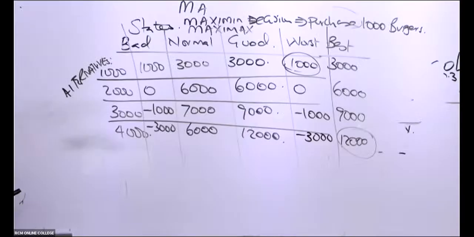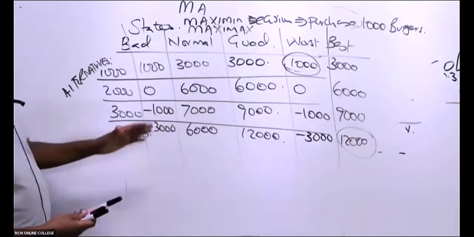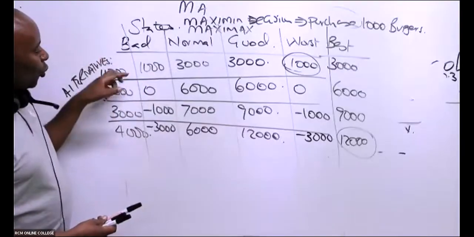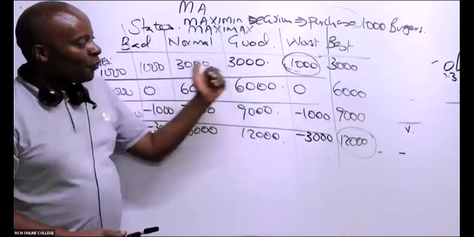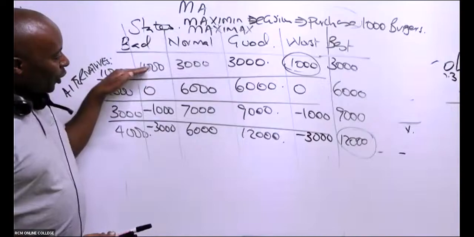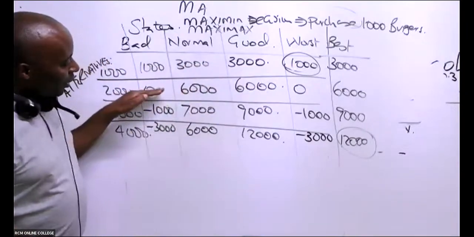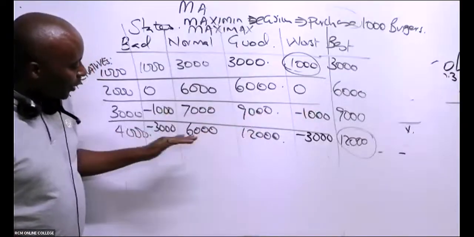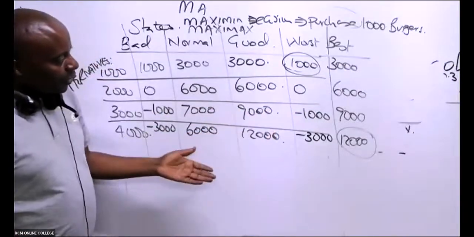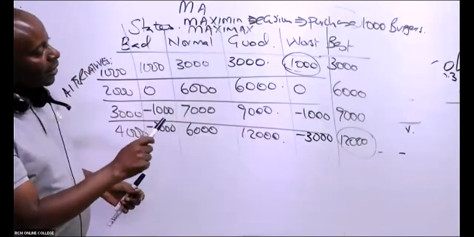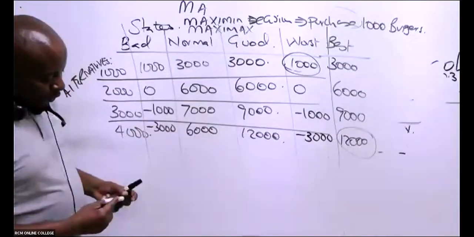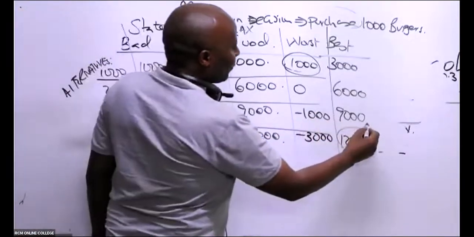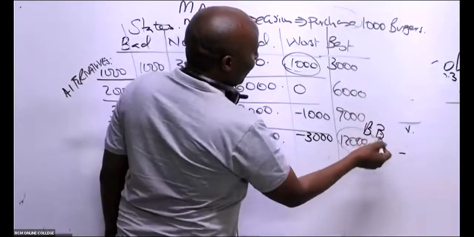So remember, under best of the best, what do? Maxi-maxi. You go to each alternative, choosing the highest profit, highest payoff. So for this one, the very highest is 3,000. Very highest is 6,000. Very highest is 9,000. And then the very highest is 12,000. And then amongst all the best, now you only pick one, which will be the best of the best. Only one, best of the best, like that.